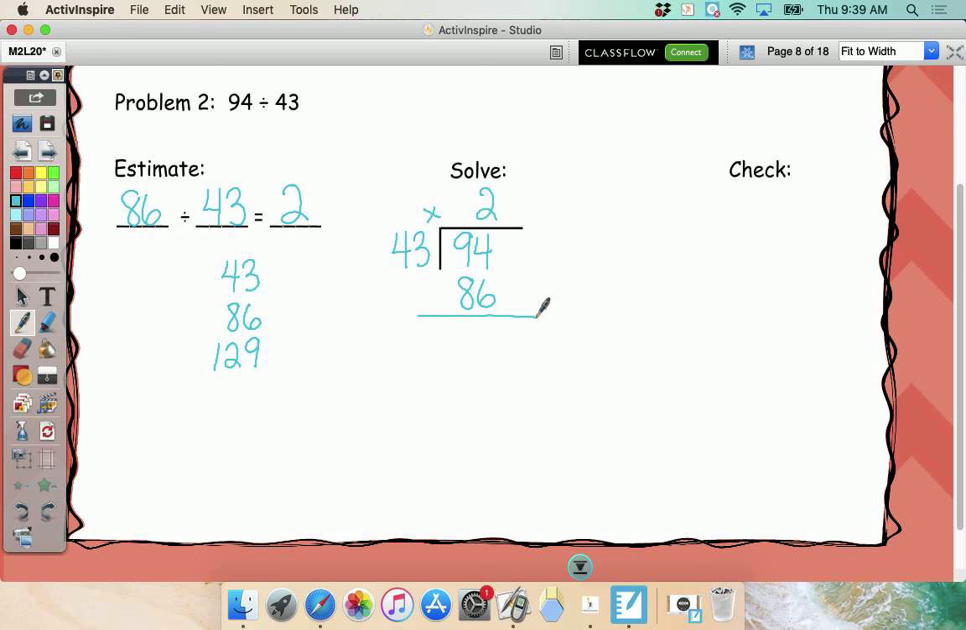Okay, after I multiply, what do I do, Yasmin? Okay, what do I need to do to subtract here? I need to regroup. So the 9 becomes an 8. The 4 becomes a 14, and I've got 14 minus 6.